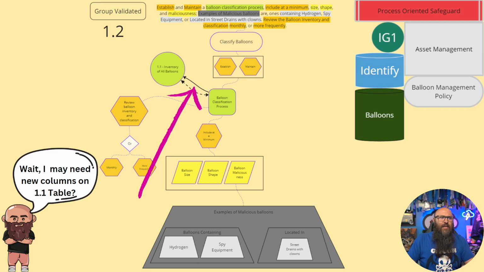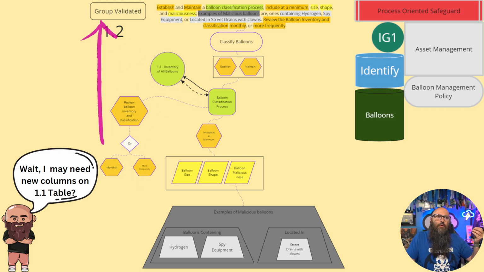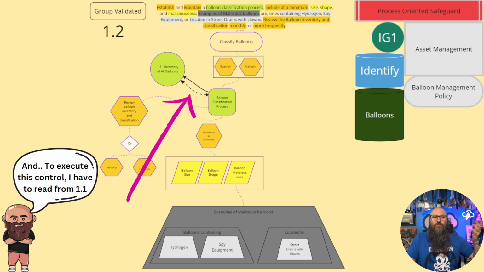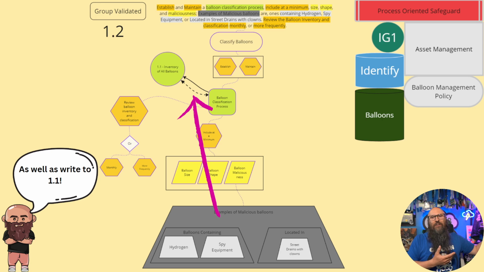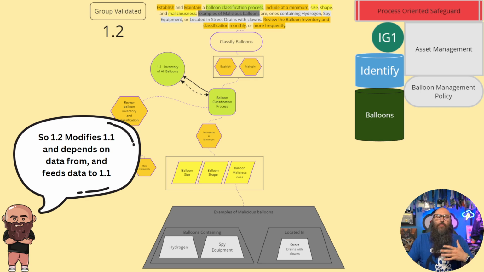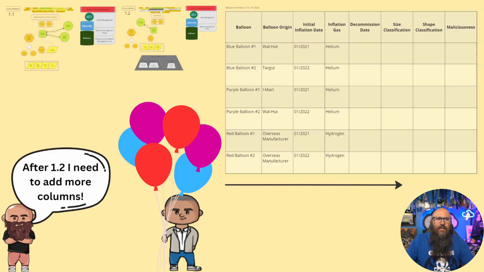All right, in this case, 1.1 might need columns in a table from 1.2, and so we're seeing this parameter line going towards 1.1. We also see to execute this control, we'd have to read from 1.1, so we see this line coming towards 1.2. And as we go further, we'd have to write back to 1.1 as we classify things, and we start to determine whether they're malicious or whether they have a certain size or shape and those natures. Okay, well, 1.2 modifies 1.1 and depends on data from and feeds 1.1. So this is one of those understandings of the interdependency as a definition.